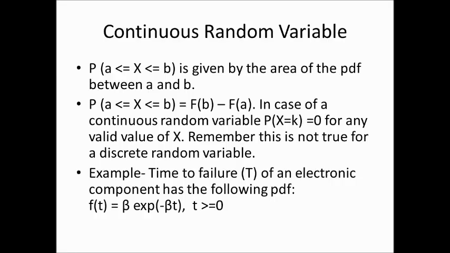Now, let's go to an example of how to use the PDF and CDF for a continuous random variable to solve a problem. Here's a very well-known example: time to failure of an electronic component. It has the following distribution, which is an exponential distribution. We'll talk about the exponential distribution later on. Given the PDF, f of t equals beta times exponential of minus beta t, defined for t greater or equal to 0, where beta is a parameter of the distribution. The random variable here measures time to failure.